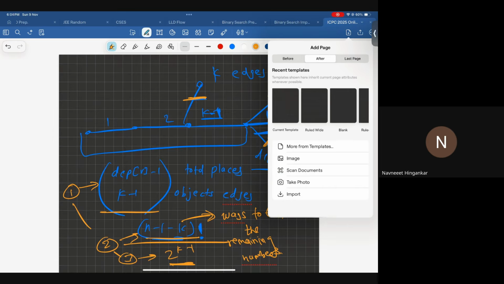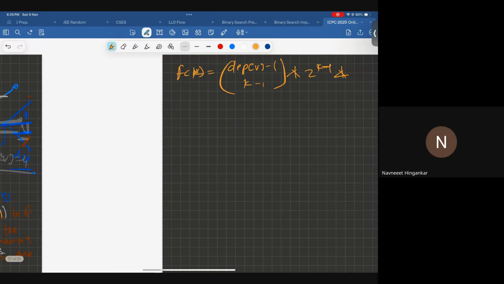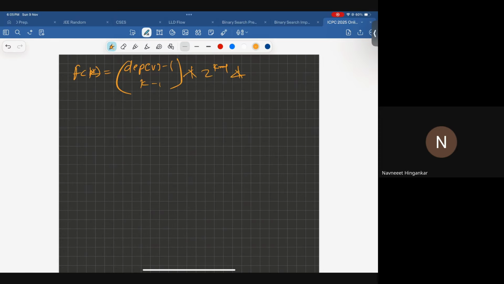So in total, our answer, function of k, becomes depth of V minus 1 choose k minus 1, into 2 raised to the power k minus 1, into n minus 1 minus k factorial. This is the number of ways to place the remaining numbers.